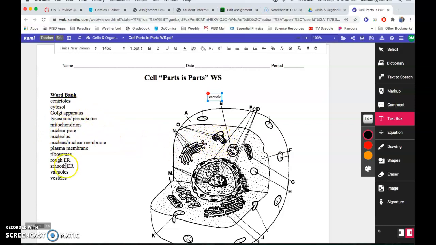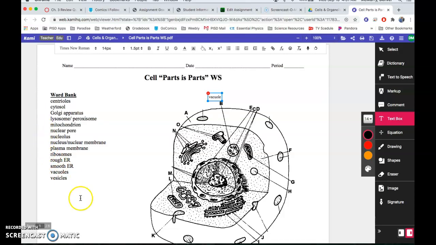Now, all the words over here will be used at least once. Some of them may be used more than once. All of them will be used at least once. So like I said, label the ones that are the most obvious, and then you have to look through the back. Some hints also: rough ERs are going to have little bumps or ribosomes on the outside of them.